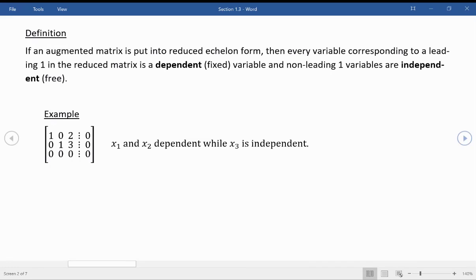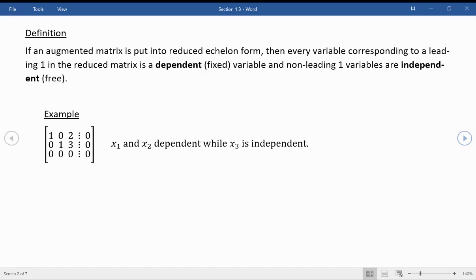And our first definition is about independent and dependent variables. In this case, if an augmented matrix is put into reduced echelon form, then every variable corresponding to a leading 1 in the matrix is referred to as a dependent or fixed variable, and non-leading 1 variables are independent or free. We actually saw this in the previous lesson when we solved out some of our examples. We ended up with a free variable, and we noted that because there was no leading 1 in those situations, that's how we identified which variable was free.